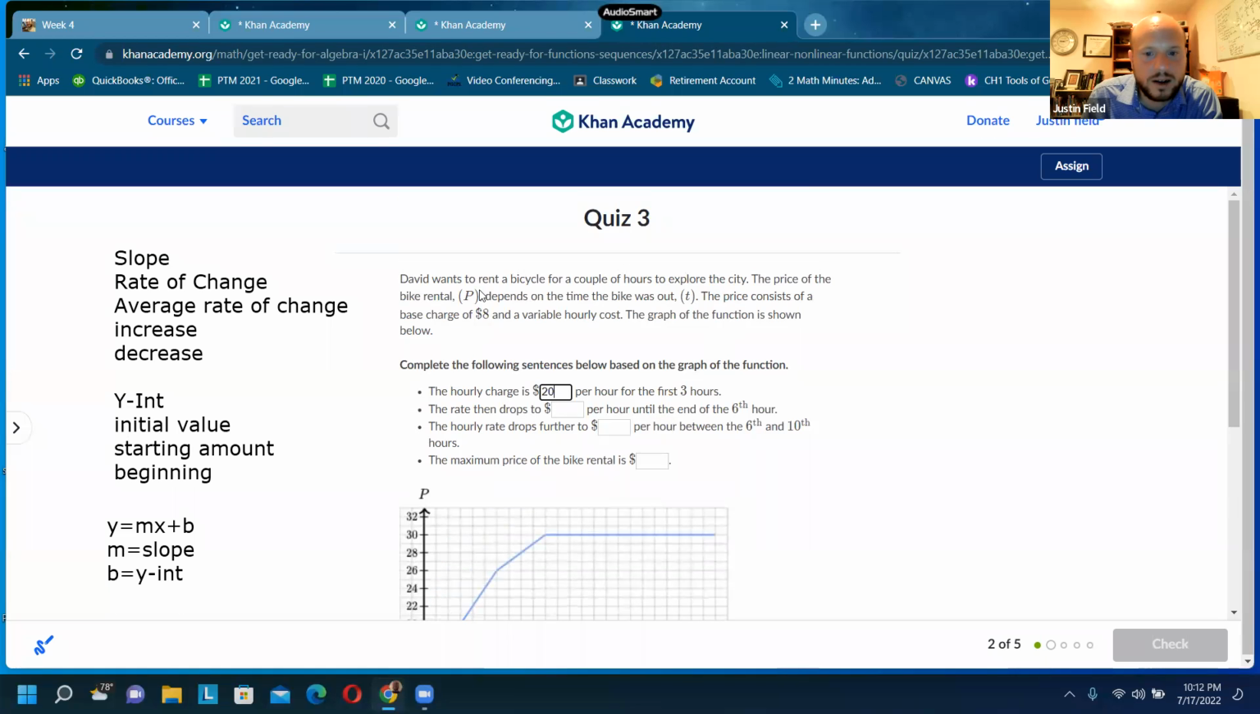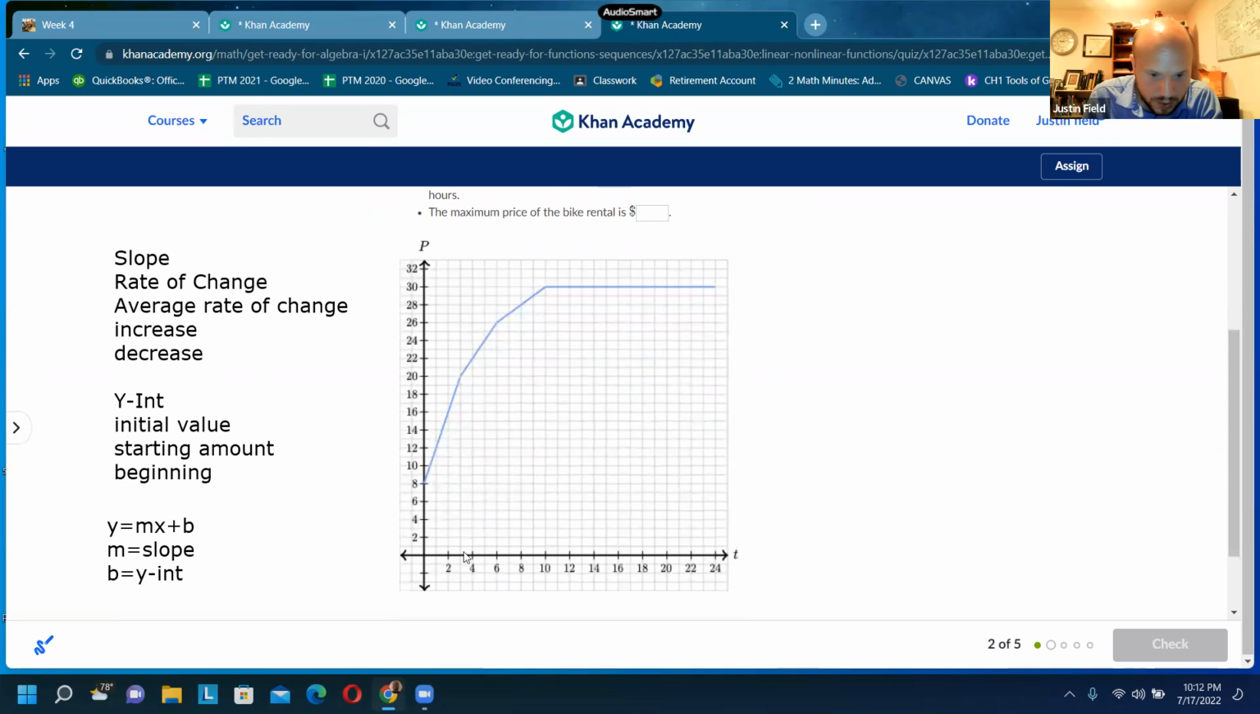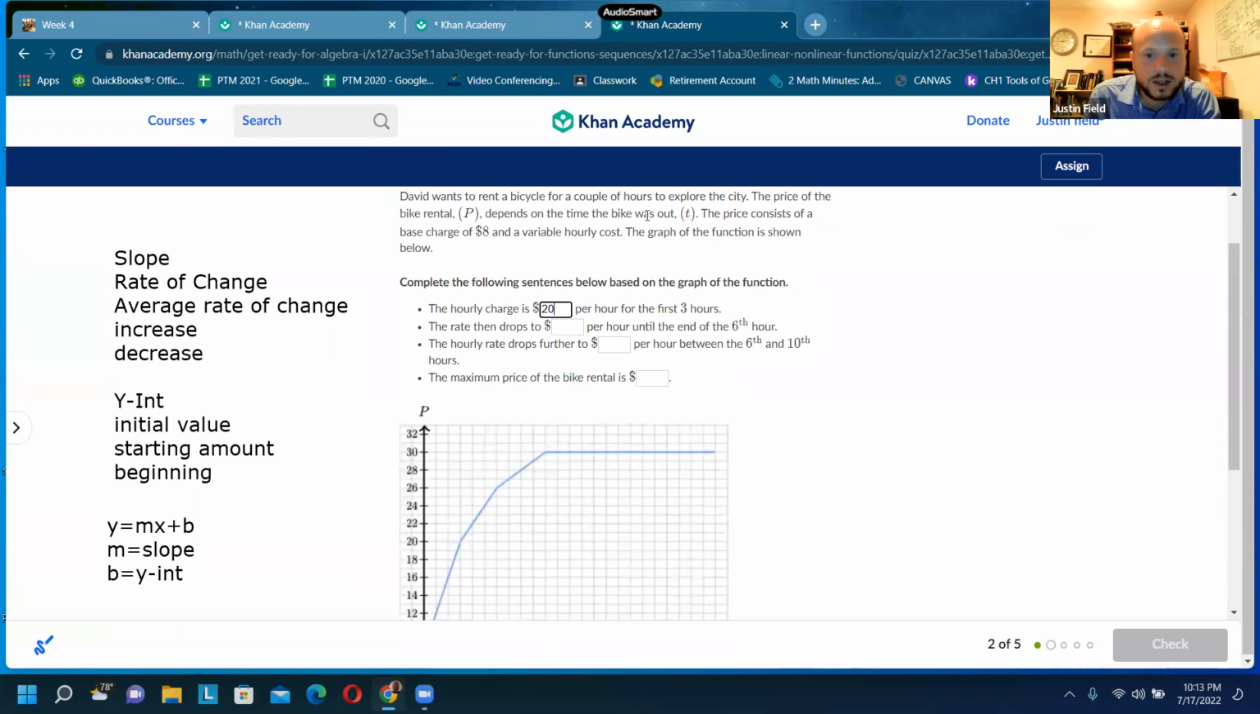Is the P the hourly charge? Oh, the hourly charge is the slope. So we want to find the slope in the first 3 hours. Yeah, okay, I would have got that wrong. So we have (3, 20) and (0, 8). For that one, we've got to find the slope.